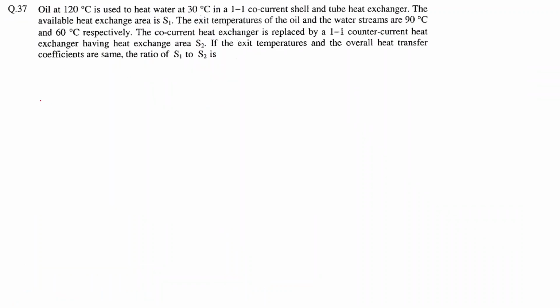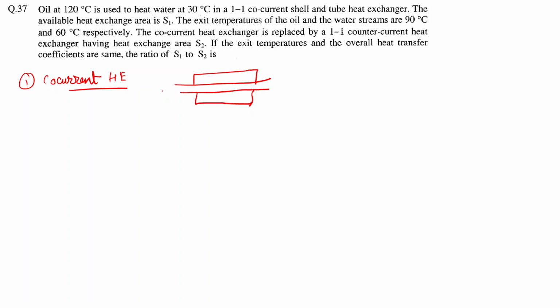So let's first consider this co-current heat exchanger. Tube side fluid will enter from here and exit from here. Similarly, the shell side fluid will also enter and exit from the same direction. Let's draw the temperature profile over here. So this is the hot fluid for which the temperature will decrease, and that we have been given as 120 degrees Celsius to 30 degrees Celsius. Similarly, the temperature of the cold fluid will increase.